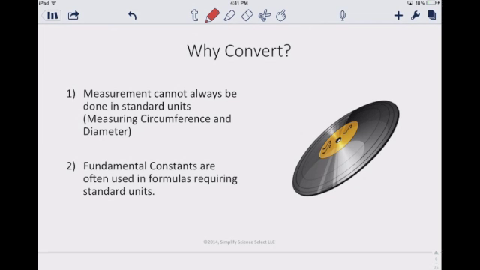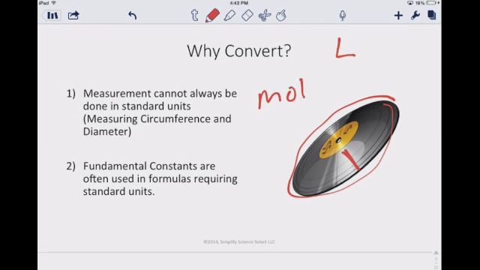Why do we convert? Why is it important to convert? Measurements cannot always be done in standard units, measuring circumference and diameter. So if we would measure the circumference of this or the diameter of this, it can't always be done in standard units. Fundamental constants are often used in formulas requiring standard units. So in certain formulas, we're going to have things in liters. We're going to have things in moles.